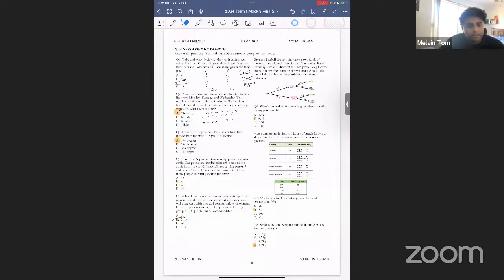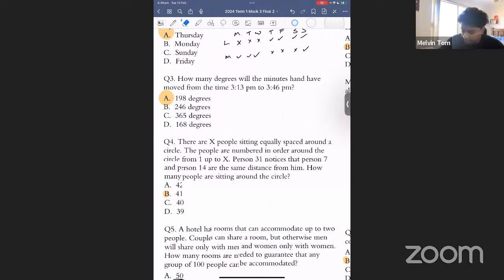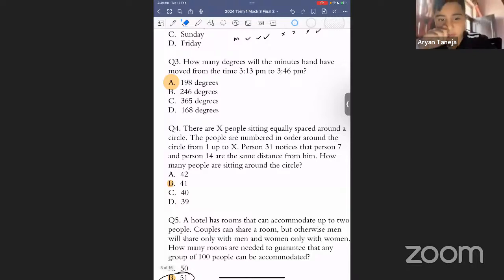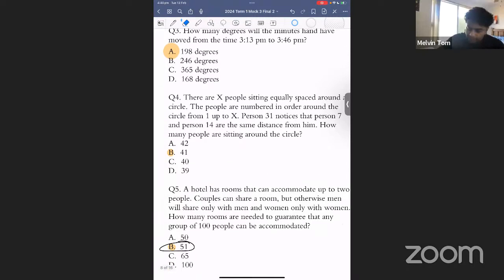All right. Next, we have question number 4. Is it this question, Aryan? Question number 4, yes. So in this question, this is a very nice question as well. The easiest way is you visualize things. So we have the number 14 here, and then we have the number 7 here, and then number 31 is here. And they said that the distance between 31 and 14 is the same as the distance between 7 and 31.